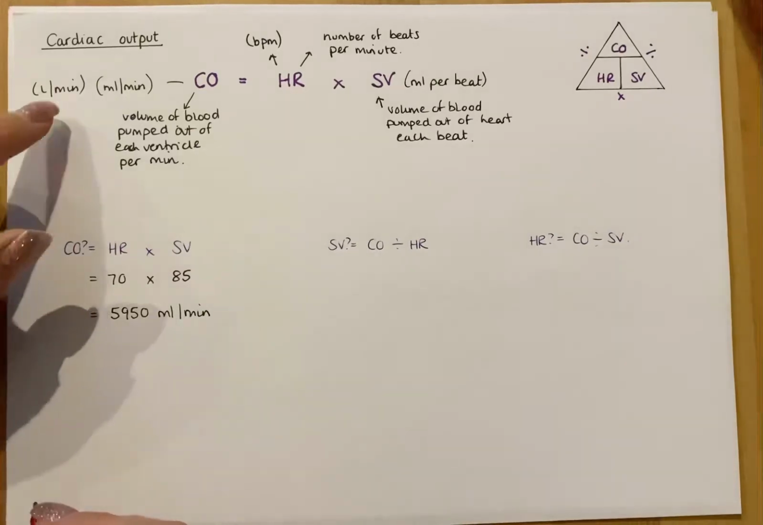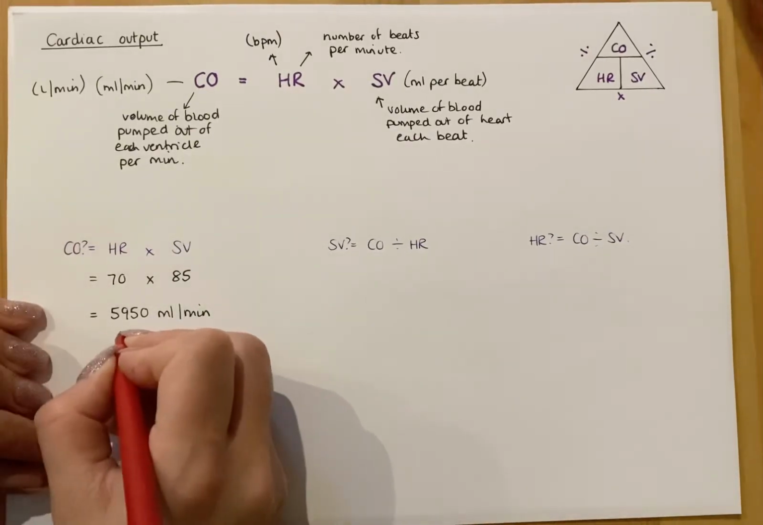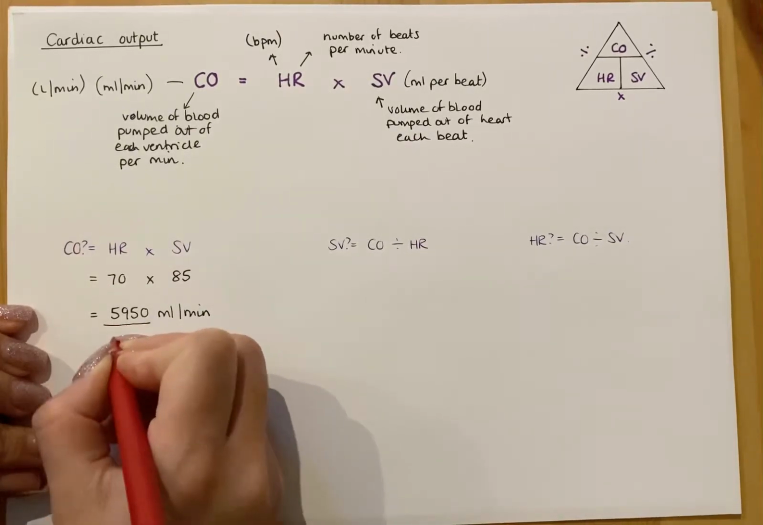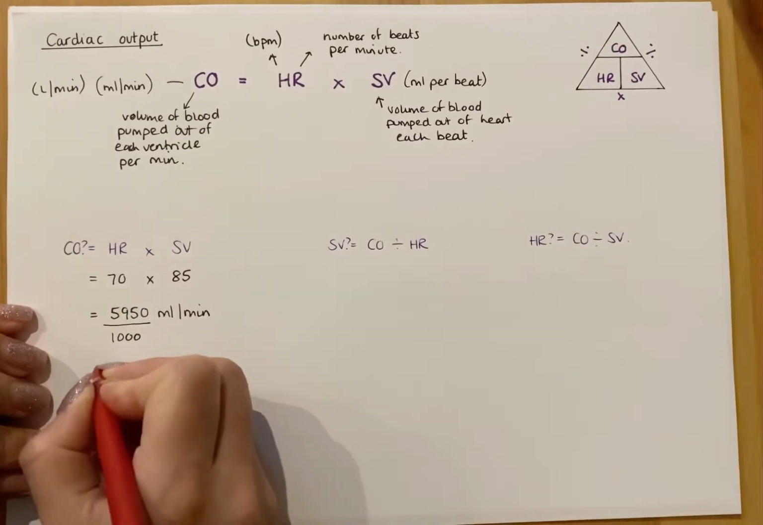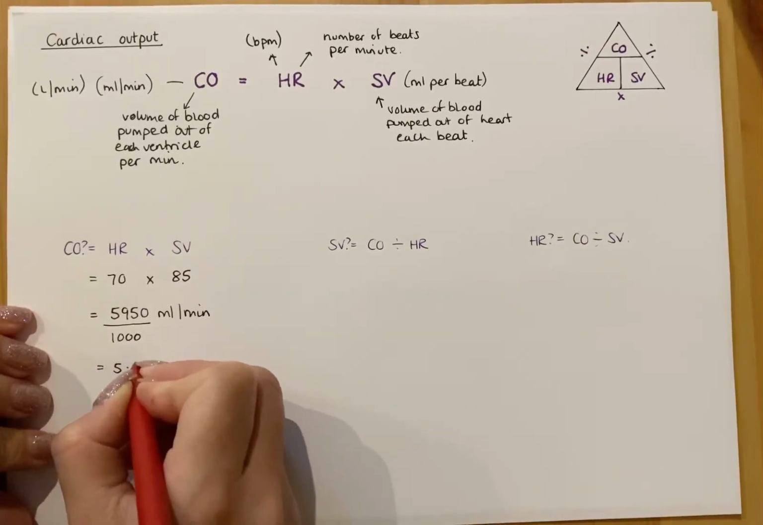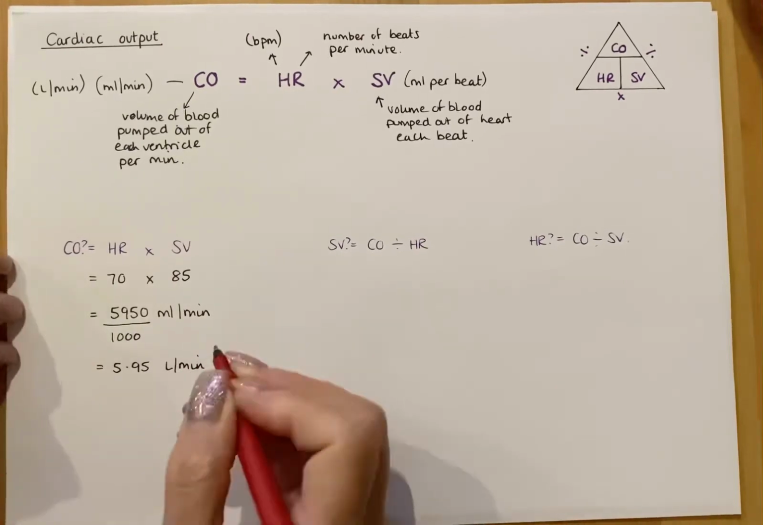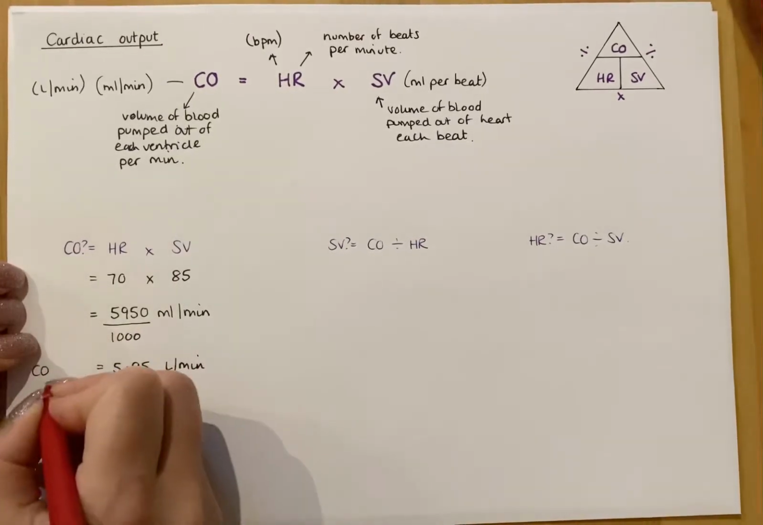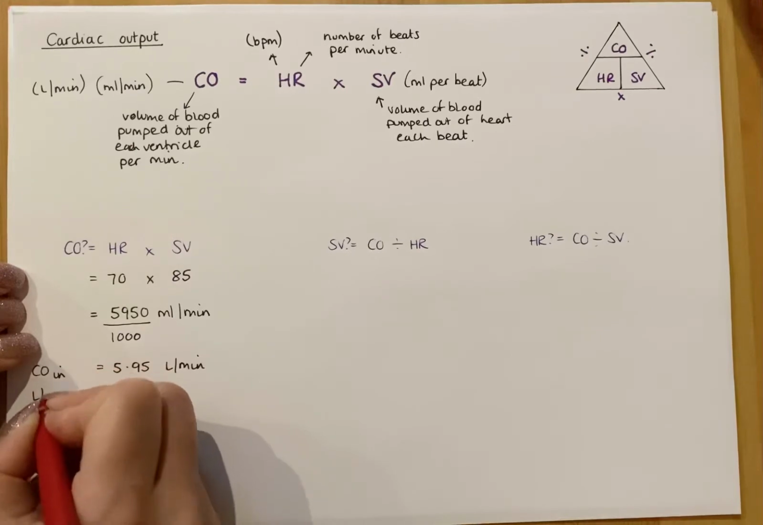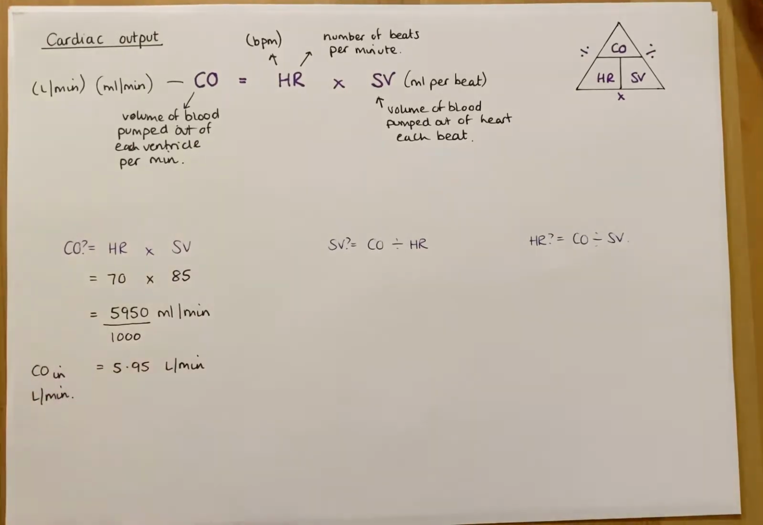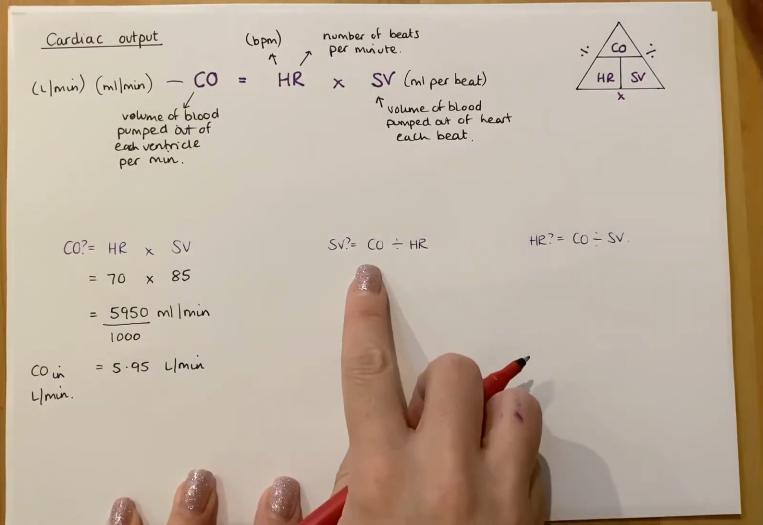Now what you want to do is convert it into litres. So what you would do with that is divide this by 1,000, and that would give you 5.95 litres per minute. And that would be your CO, your cardiac output, in litres per minute. So be wary when it comes to these calculations, they'll ask you for a specific unit and you need to use that specific unit.